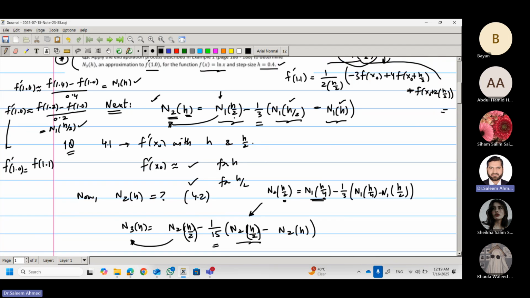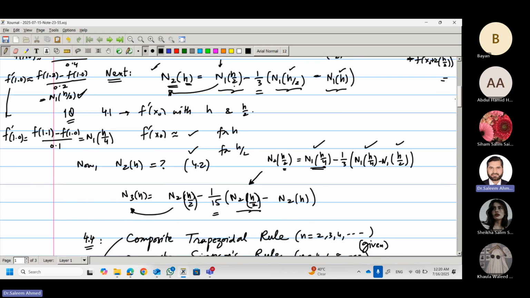So I will do another approximation with h by 4, divided by 0.1. So this will be your N1H by 4, that you will replace here. N1H by 2 you already know, you put it here. So now you have N2H as well as N2H by 2. Now they will come here: N2H by 2, N2H, and that gives you N3H.